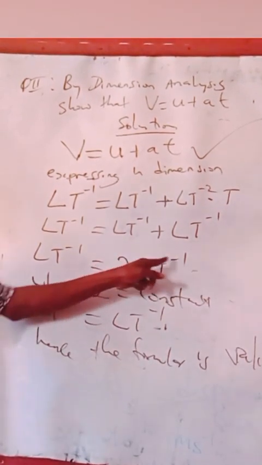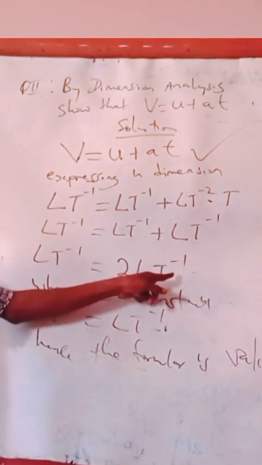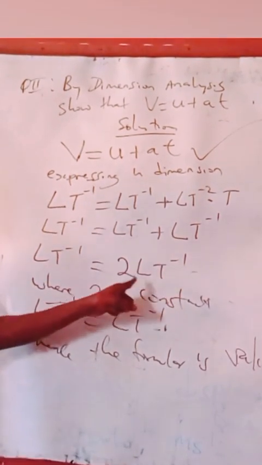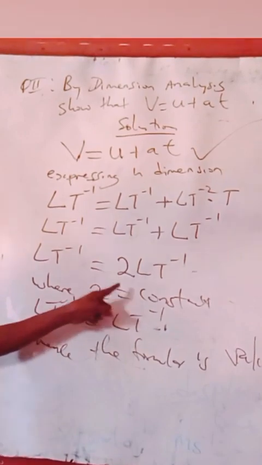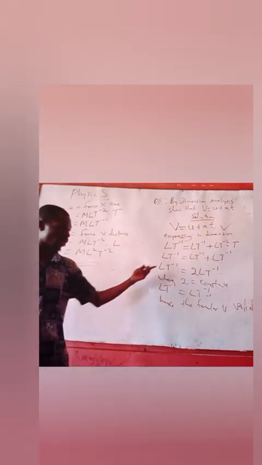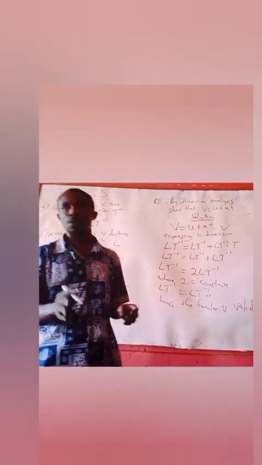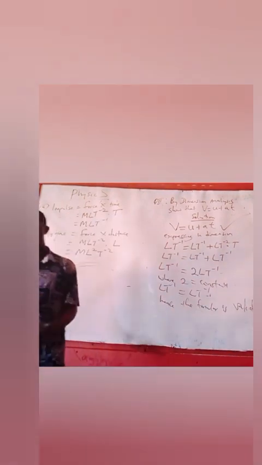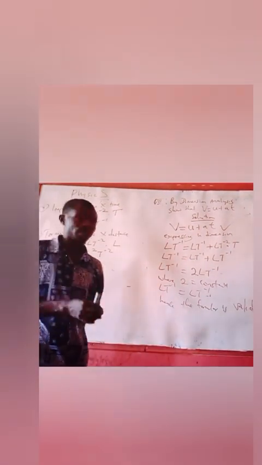This is a constant, not a dimensional parameter in the equation. Since it's not a dimensional parameter, it's a constant, it will be ignored. LT^-1 is now equal to LT^-1. Therefore, the equation or the formula or the expression is plausible, is sensible, is valid. It's valid. Okay, let us prove another one.